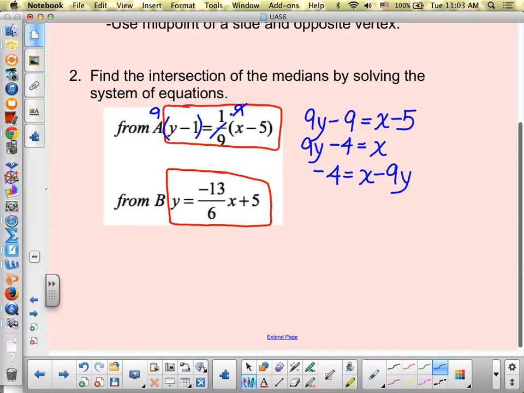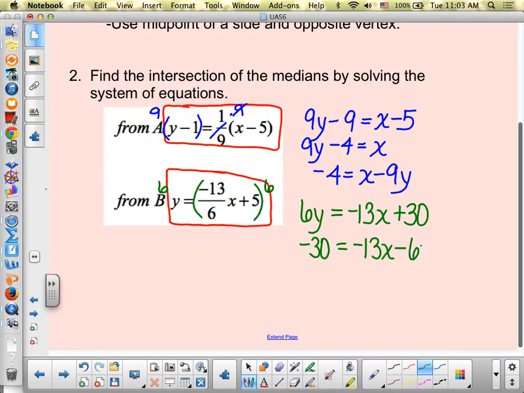My second equation then, I'm going to multiply everything through by 6 so that I have a new equation without denominators. So I'll have 6y is equal to the 6 times the negative 13, 6 will just be negative 13x. The 6 times the 5 is 30. Again, I'm going to choose to move this one around into the same form as the equation above it. So the negative 30 would come to this side. The 6y would come to the other side. They're all negative, they could just as easily be all positive if I multiplied everything through by negative 1.